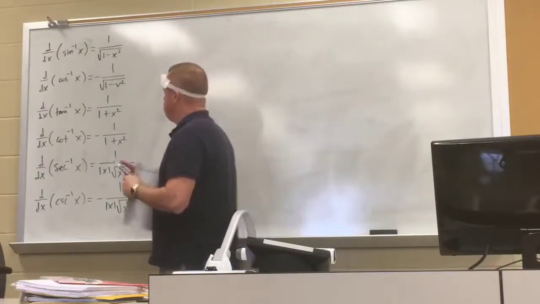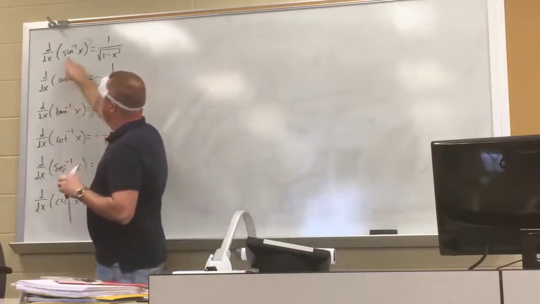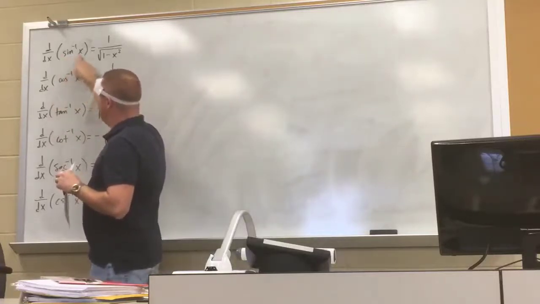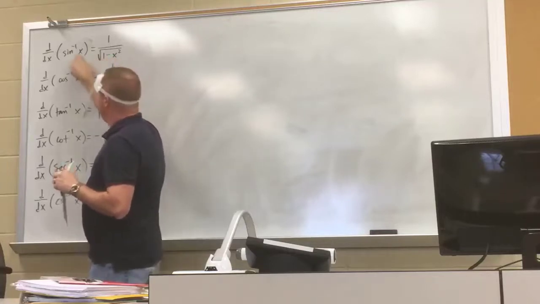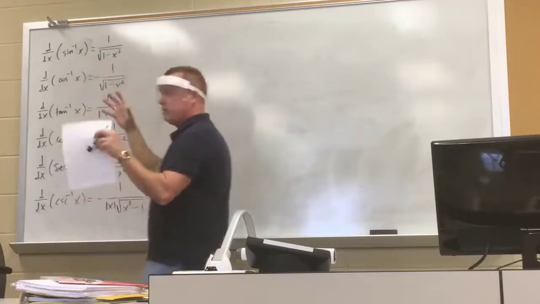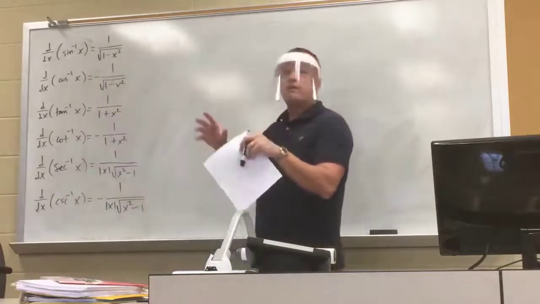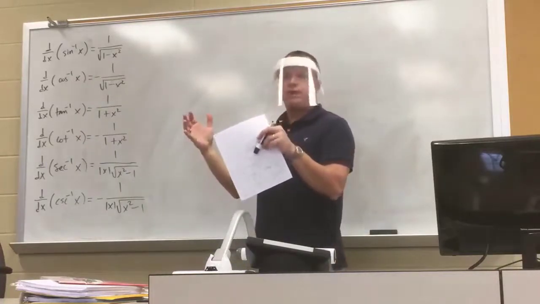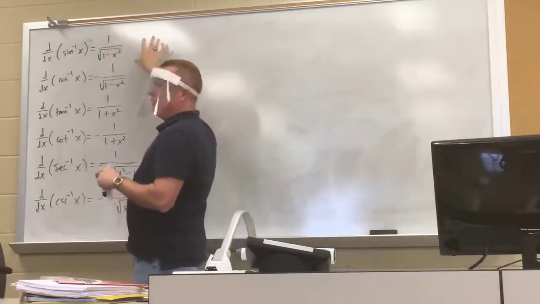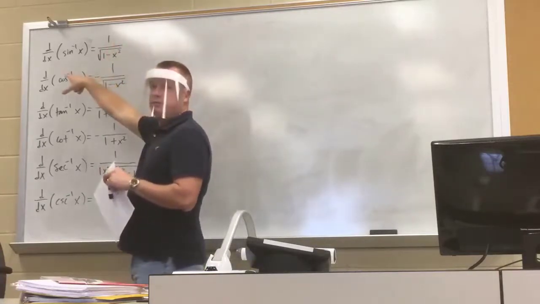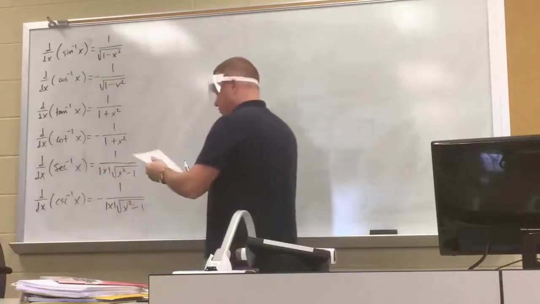Notice, for instance, this first one we're taking the inverse sine of x. This is the derivative, right? So if you have something in the place of x there, some other function of x, remember chain rule still applies. So you still would follow this formula, but then you would multiply by the derivative of whatever x was. Okay? All right, so let's do a few of these.